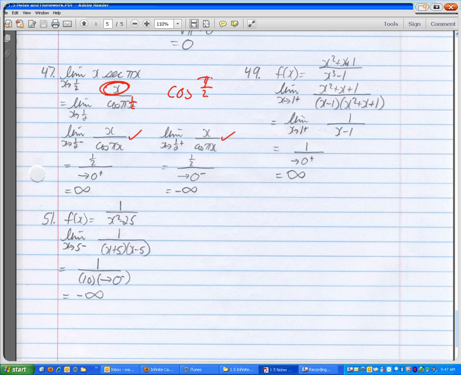See, on 51, they told us from the left, so we didn't have to worry about from the right. But here on 45, since they're not telling us which side, then we got to know whenever the denominator is going to 0, you've got to break it into your from the left and from the right. Okay?